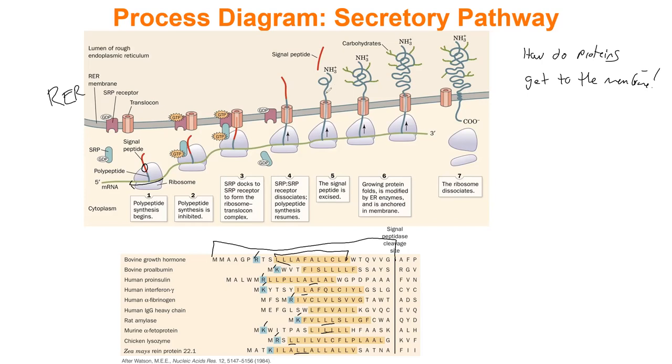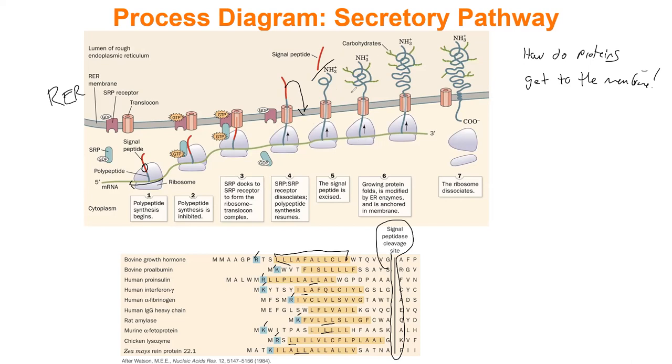And you'll keep making it, making it, making it. And the signal peptide that was used to attract the SRP, sometimes that's cut off, which is what this line is showing. This is showing where we cut our signal peptide. Now, this signal peptide's not always cut. Sometimes it's just put right back into the membrane. Sometimes the signal peptide just stays there. But most often it's just cut off the protein.